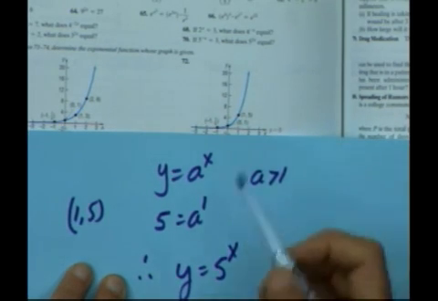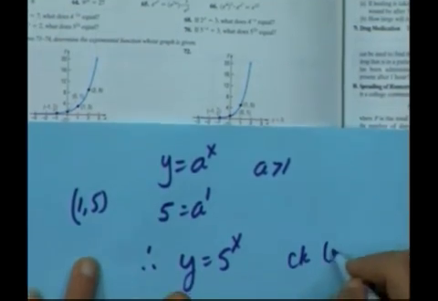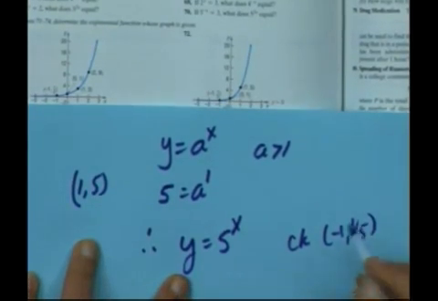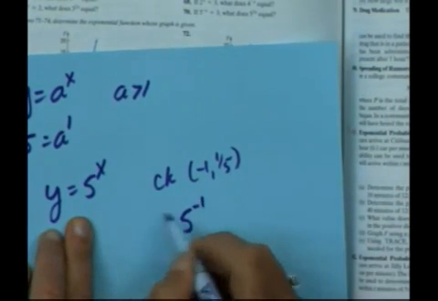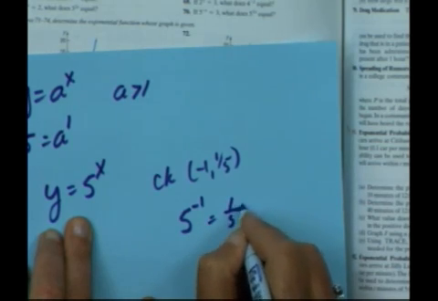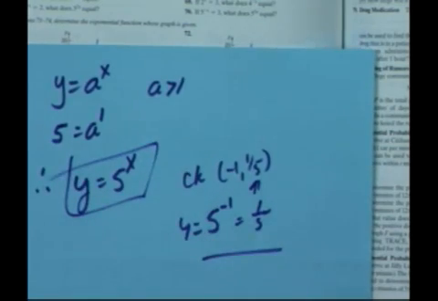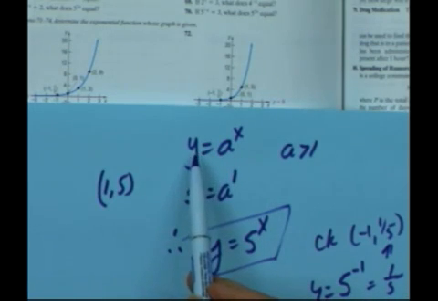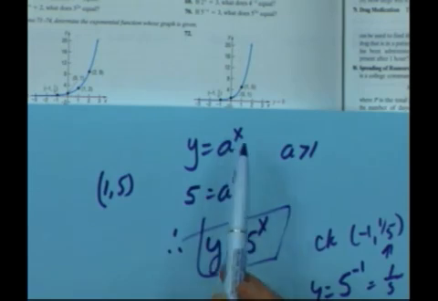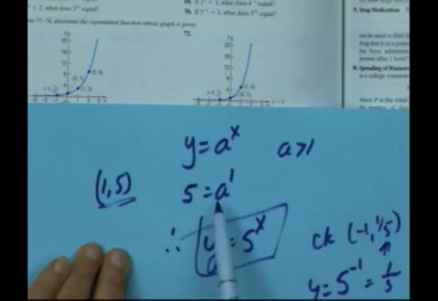It looked worse than what it was, didn't it? Double check it. Check your other point, negative 1, 1/5. If x is negative 1, you would get 5 to the negative 1, which means 1/5. So that was pretty easy to find, wasn't it? The deal was you had to recognize the basic formula, y equals a to the x. And then you did the exact right thing. You put a point that was given on the curve in, and you were able to solve for the a.